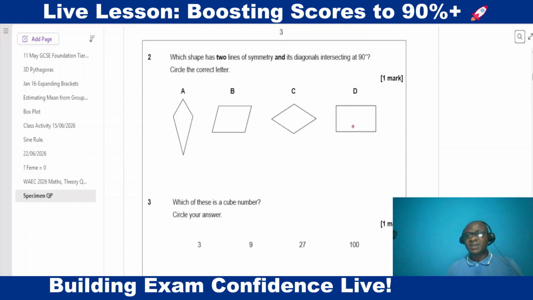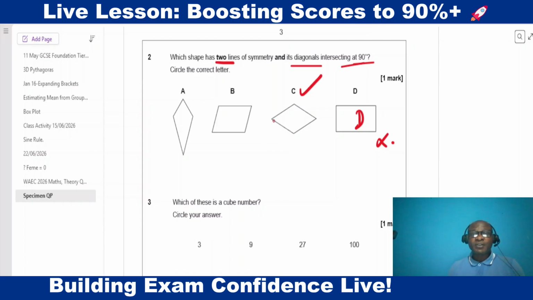What is your answer? D. Okay, D is actually not correct. The correct answer is C. You know why? Because D can be correct if they just want it to be 2 lines of symmetry. But that does not stop there. They say it must make angle 90 at the middle. So, not only that, it must be a diagonal. Can you see it now?